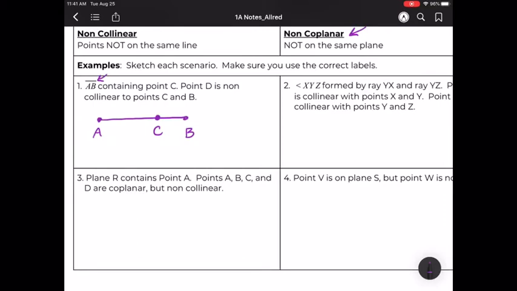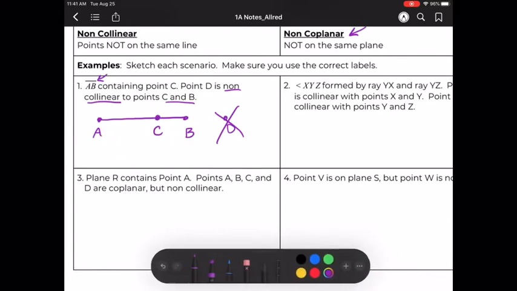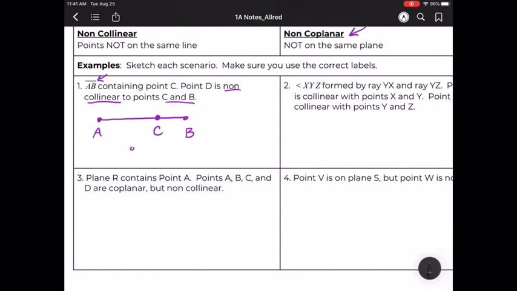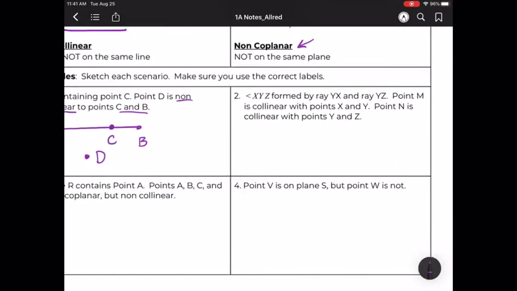But then it says point D is non-collinear to points C and B, meaning it should not be on that same linear path. So if I put point D there, that's a no-no. That's wrong. In fact, I'm going to get rid of that. D needs to be somewhere else. So I'm just going to pick a point that is nowhere in line with that segment at all and put point D. It doesn't have to connect to it. It is just a separate point. Okay? So let's try number 2.